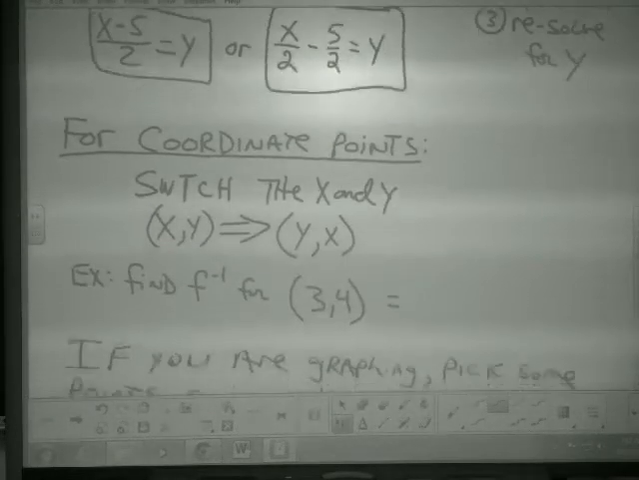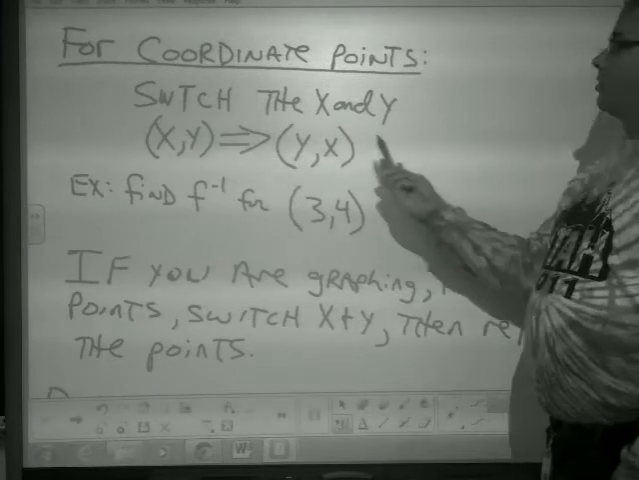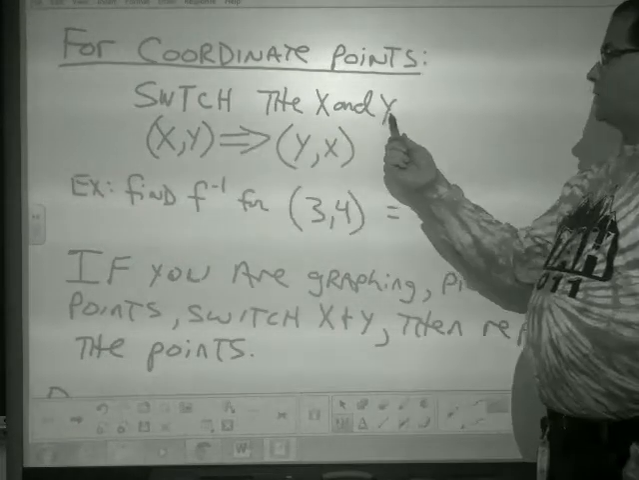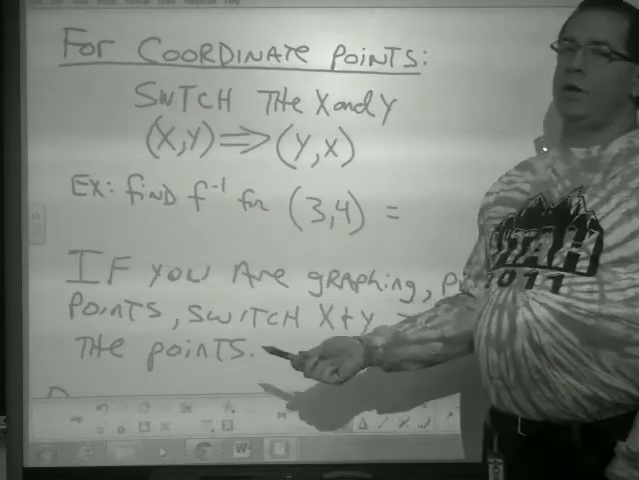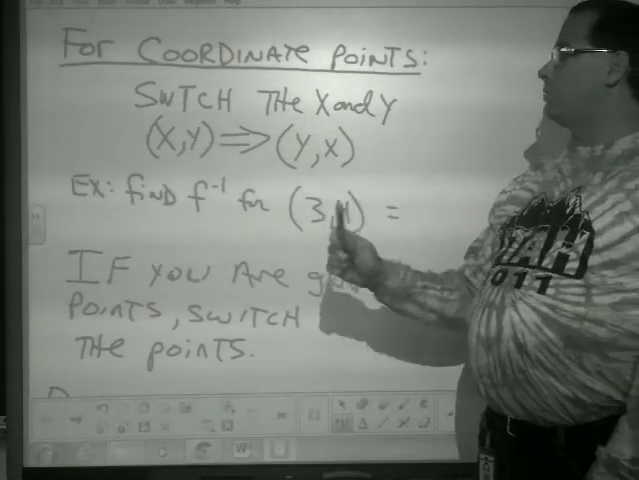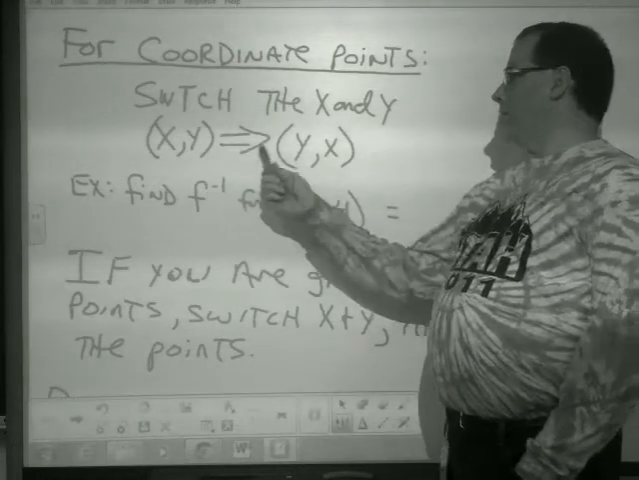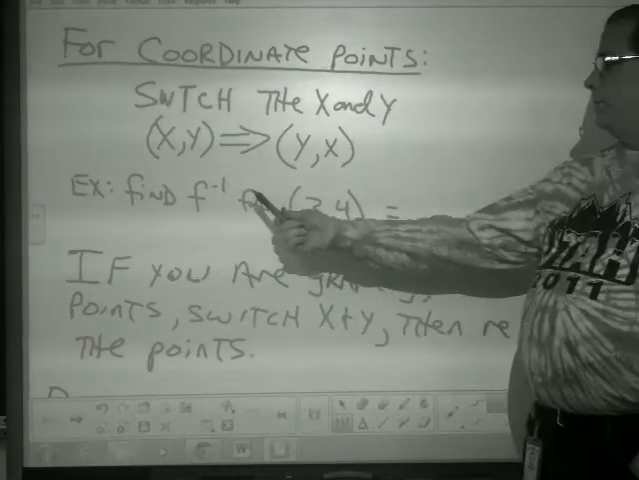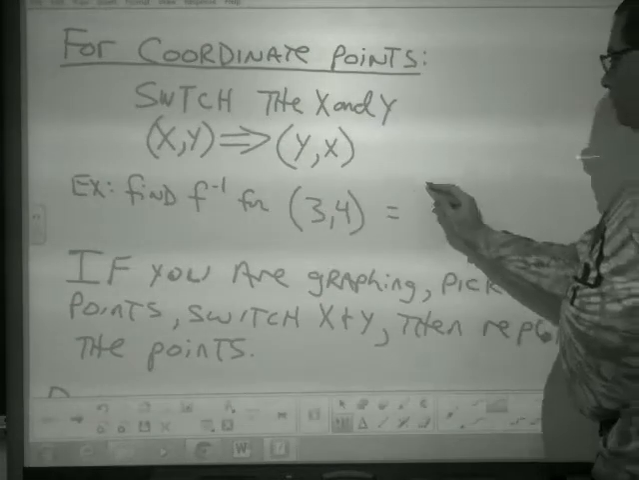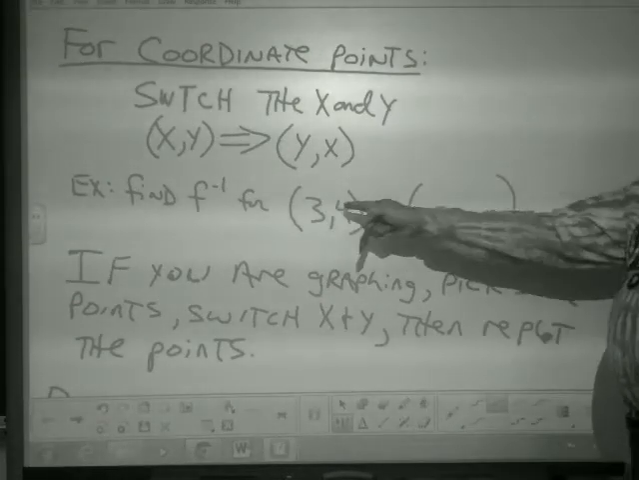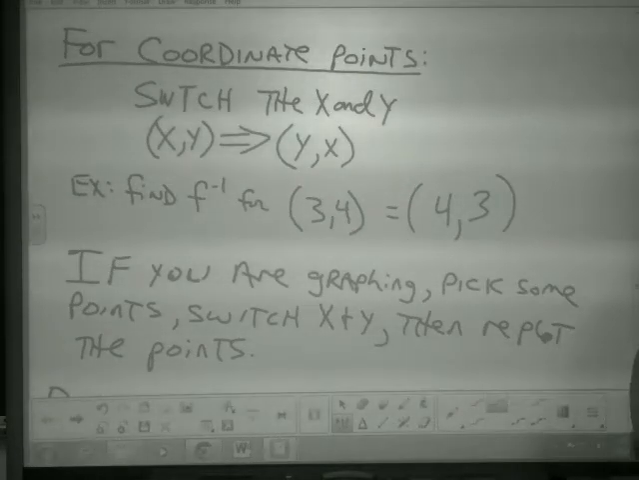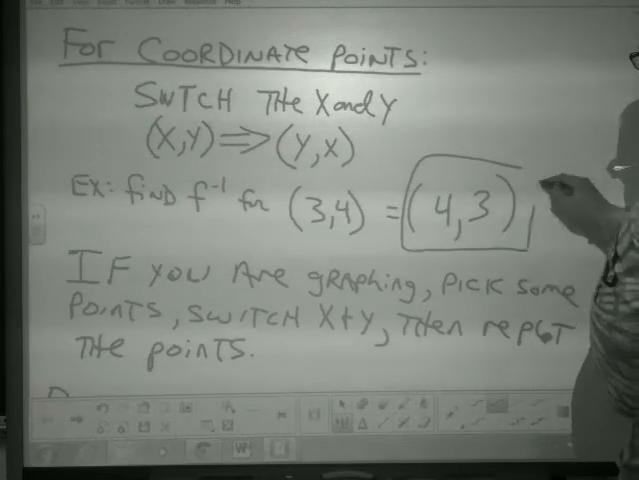If you have coordinate points, if someone says, here's the coordinate point, find me the inverse, well, all you do is switch x and y. If you remember from geometry, reflection across the line y equals x, y becomes x and x becomes y. So the coordinate point (x, y) turns to (y, x). For example, find f inverse for the coordinate point (3, 4). If I switch those around, it becomes (4, 3). It's that easy. There's the inverse.